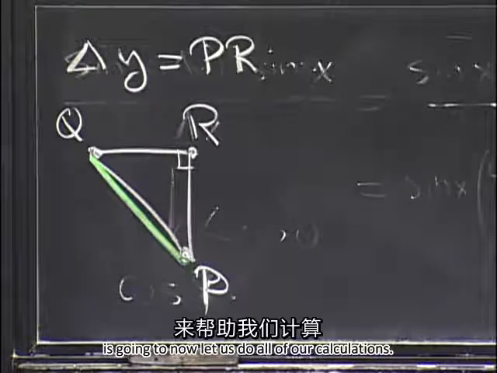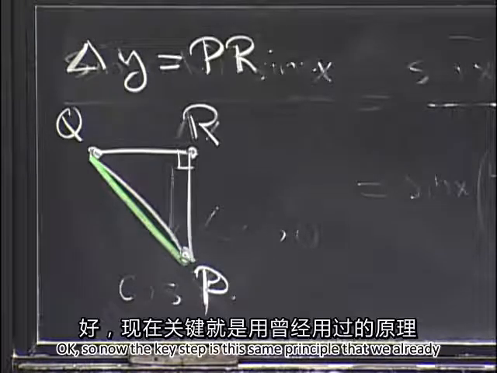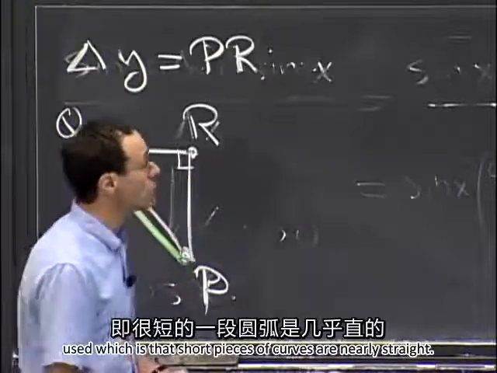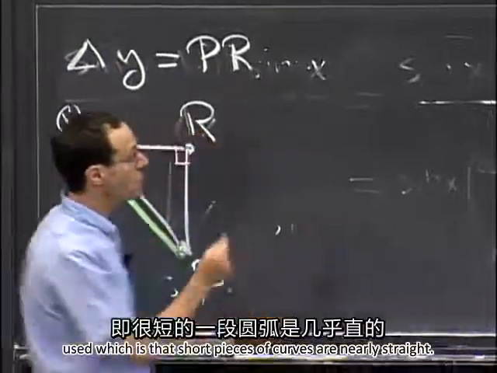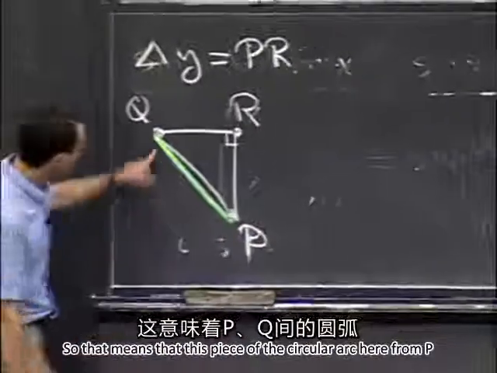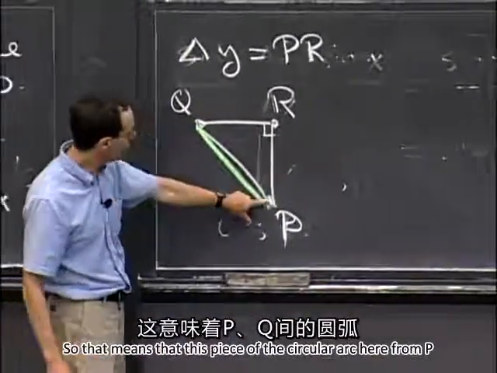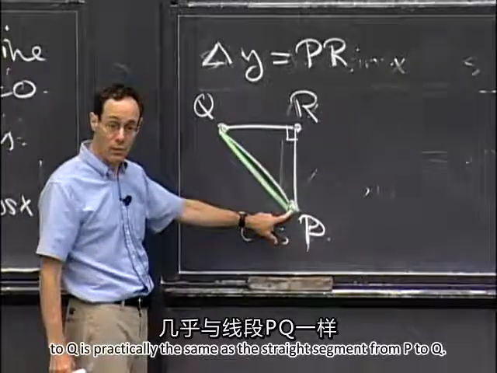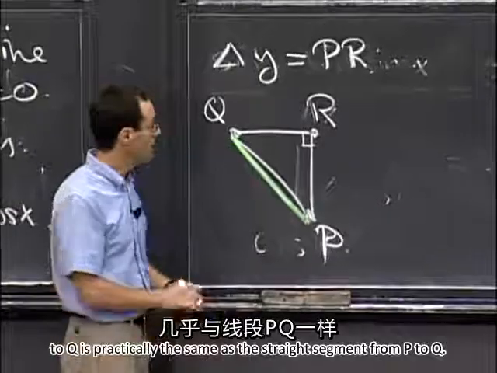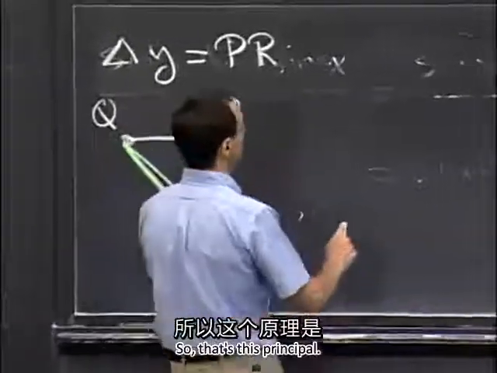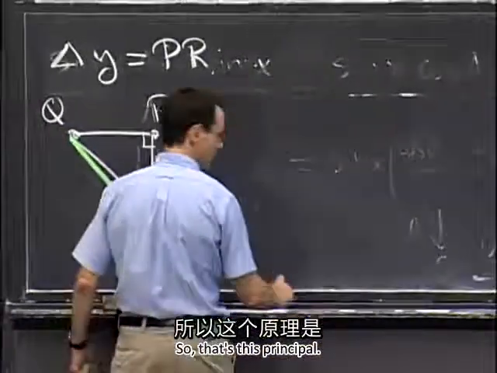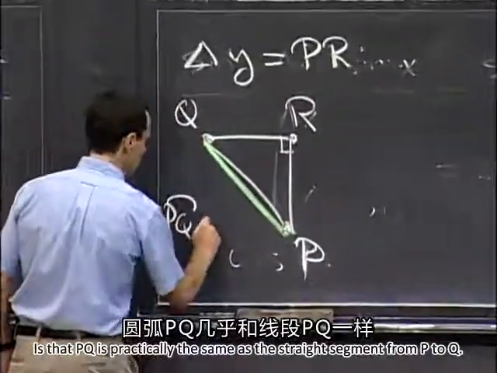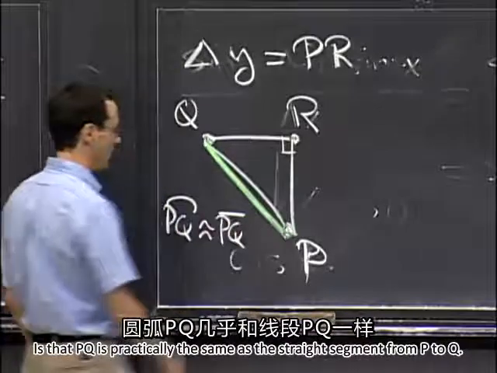Right? So we have the geometry of a right triangle, which is going to now let us do all of our calculations. Okay, so now the key step is this same principle that we already used, which is that short pieces of curves are nearly straight. So that means that this piece of the circular arc here from P to Q is practically the same as the straight segment from P to Q. All right, so this principle, well, let's put it over here, is that arc PQ is practically the same as the straight segment from P to Q.